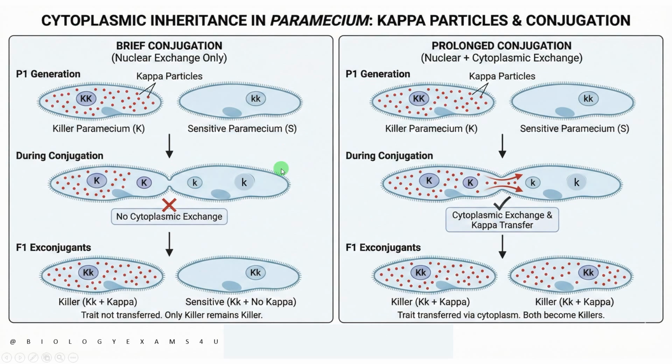Let me summarize. During brief conjugation between a killer paramecium and sensitive paramecium, both remain the same. The killer remains the killer and sensitive remains the sensitive as only nuclear exchange takes place. But during a prolonged conjugation between killer paramecium and sensitive paramecium, there is both nuclear exchange and cytoplasmic exchange. So, along with transfer of capital K gene, Kappa particles are also transferred. So, the sensitive is transformed into killer. And that happened during the cytoplasmic exchange.